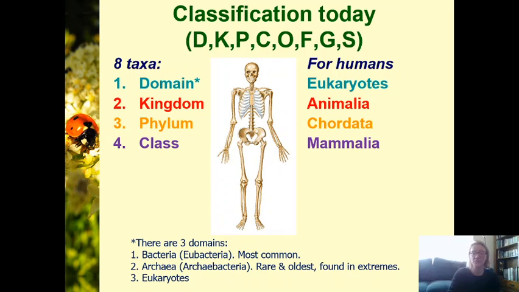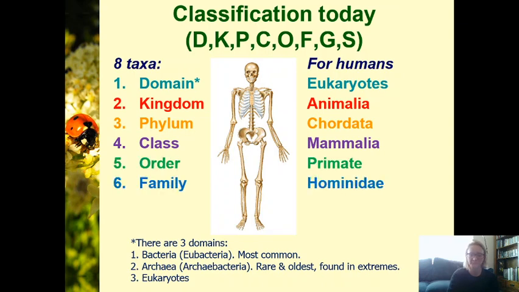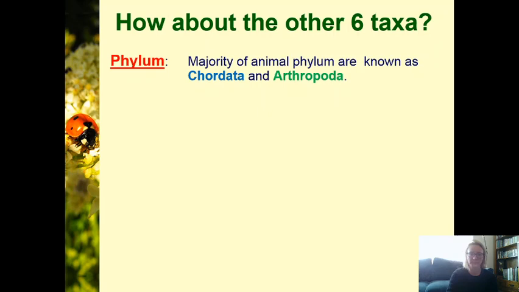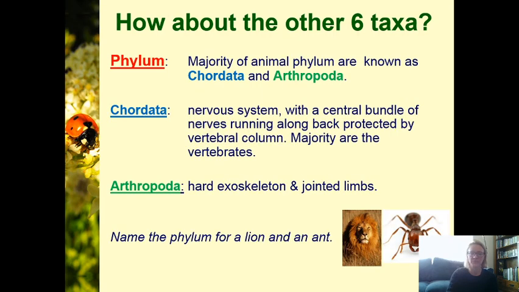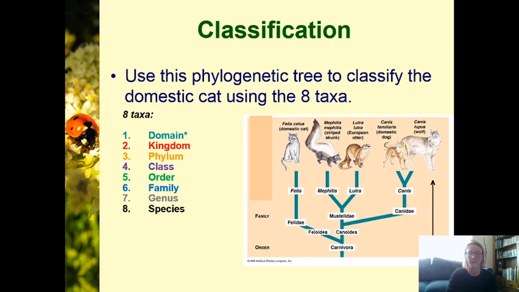With regard to the phyla, you don't need to remember the name of all of the different phyla because there are lots of different phyla, but I would remember Chordata and Arthropoda in particular. So Chordata are the ones that have a backbone or central nervous system. So the majority of them are vertebrates, and you've got Arthropoda, which are the ones that have got a hard exoskeleton and jointed limbs.